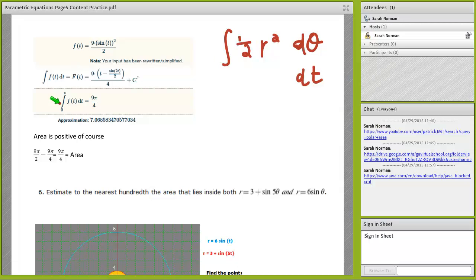So I found that the area of the small circle is 9 pi over 4. To find the area between them, I'm going to take 9 pi over 2, which remember was the area of the large curve, subtract the area of the small curve, and then I get the total area in between them. So the final answer is 9 pi over 4.